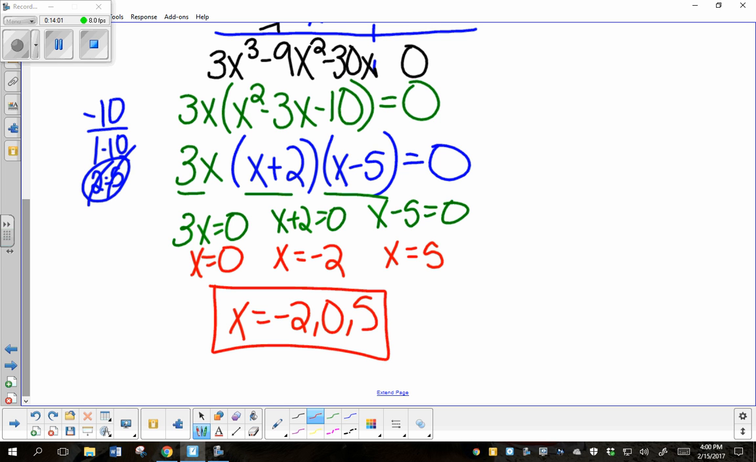I was going to do some word problems, but I think I'm going to stop right there, and we'll talk about the word problems in class. So just come to class ready to work on some problems like this, and you're going to do some problems where you have to write it out from a word problem and then solve it by factoring.